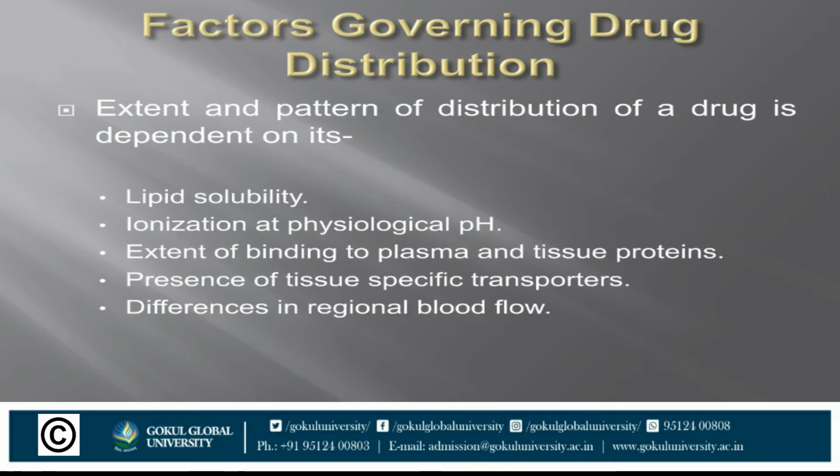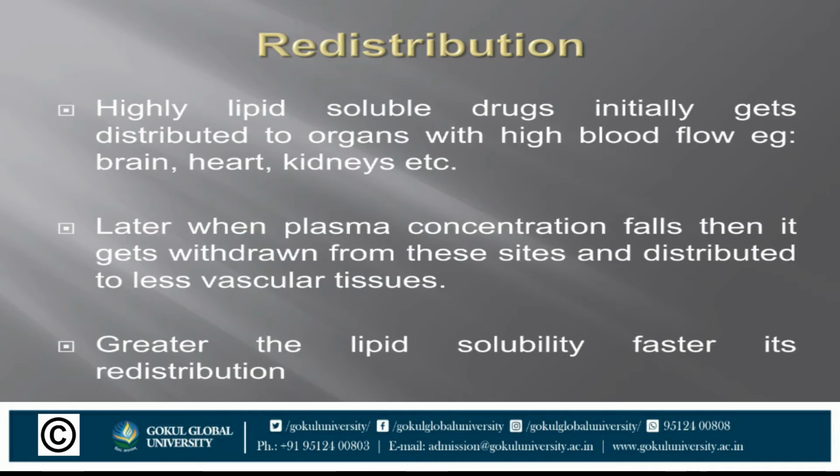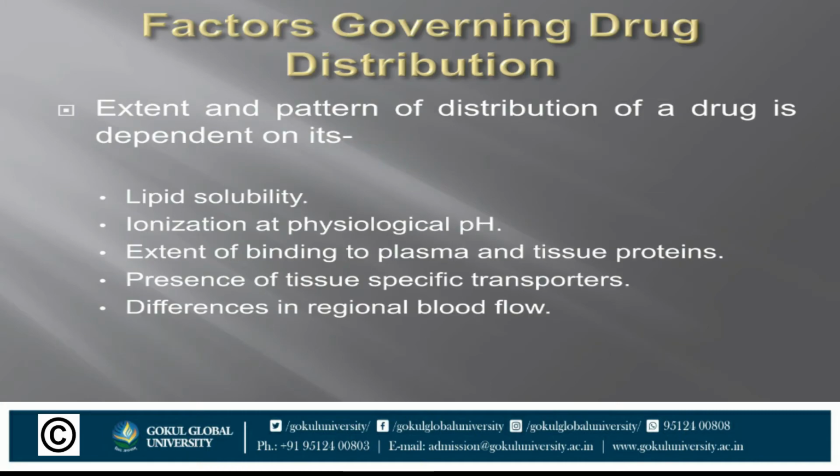So, factors governing drug distribution. The extent and pattern of distribution of a drug is dependent on its lipid solubility, ionization at physiological pH, extent of binding to plasma and tissue proteins, presence of tissue specific transporters, and differences in regional blood flow. The movement of the drug proceeds until an equilibrium is established between unbound drug in the plasma and tissue fluids. Subsequently, there is a parallel decline in both due to elimination also.